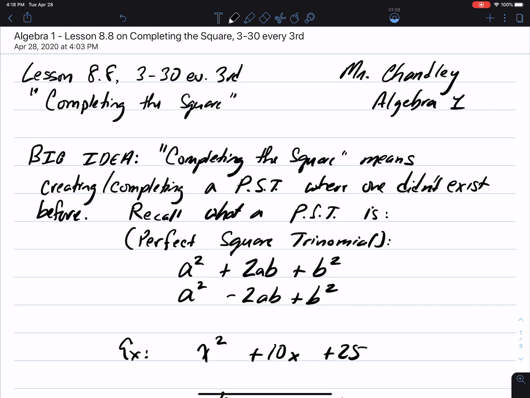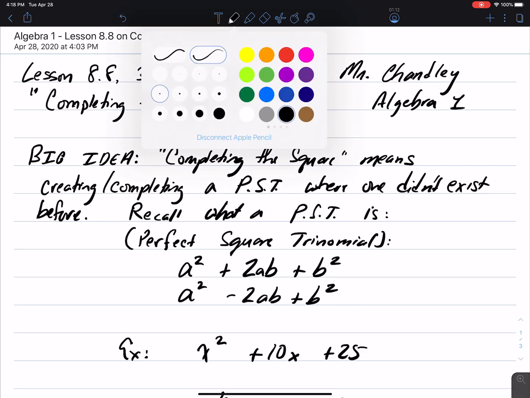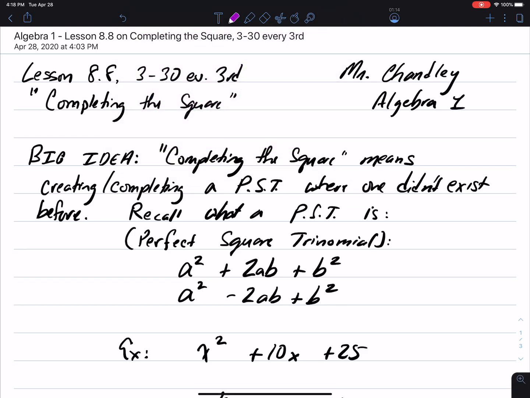So the big idea behind this lesson is that completing the square means creating or completing a PST, remember that, PST, perfect square trinomial. Completing one where one didn't exist before. So recall what a PST is, perfect square trinomial. And here are your definitions of perfect square trinomials.